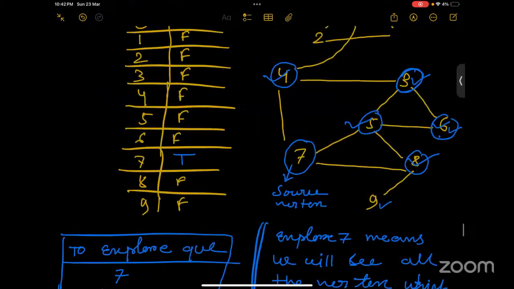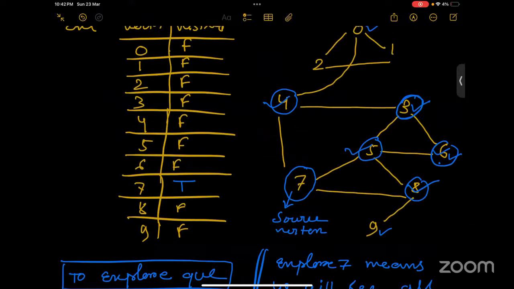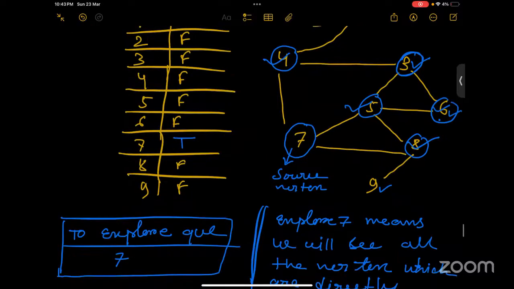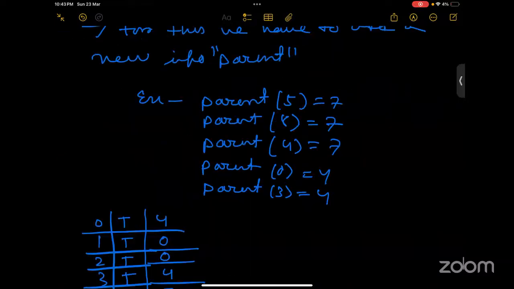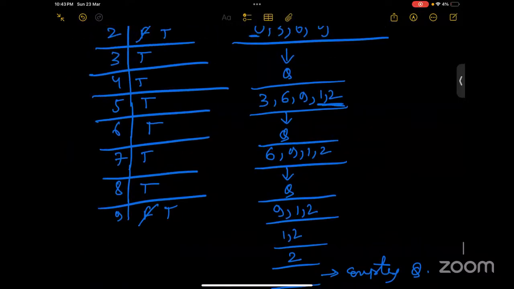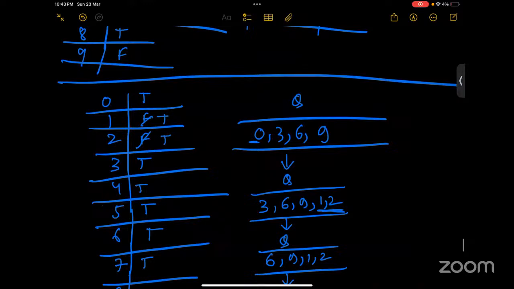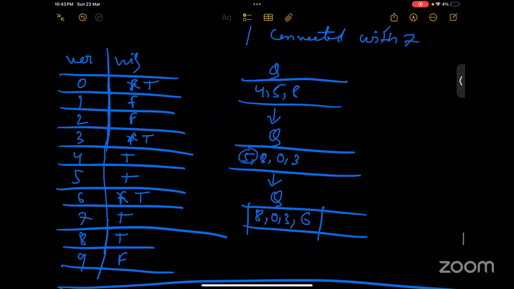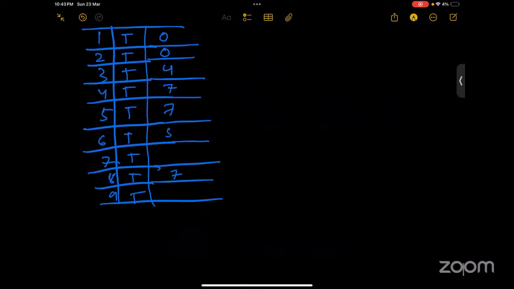6. 5, right? We got from 5. So first we went 7 to 5, then 5 to 6, right? Here we can also see we had 5 here. We explored 5 and we are up to 6, right? So parent of 6 is 5 and parent of 9 is 8, right? Parent of 9 is 8, yes.